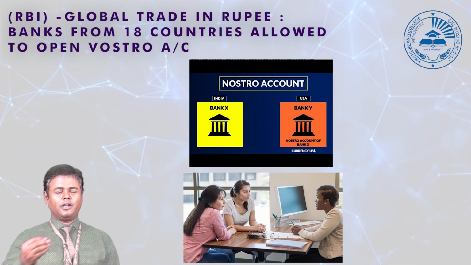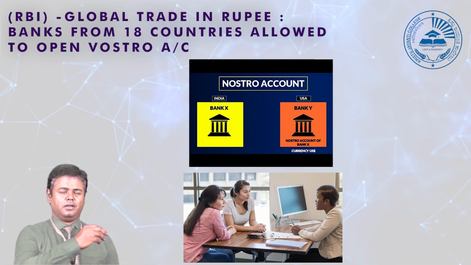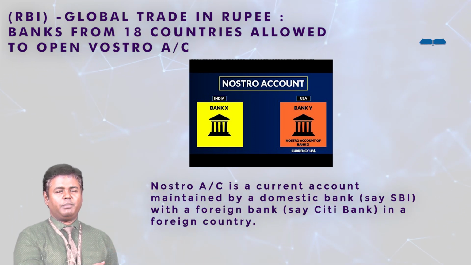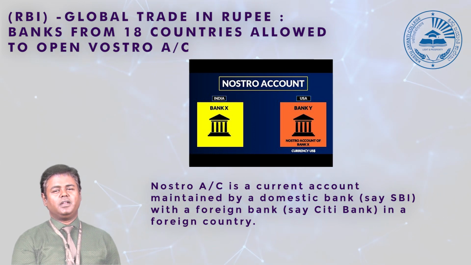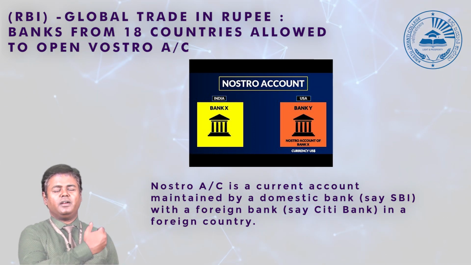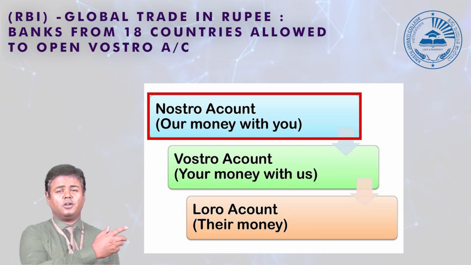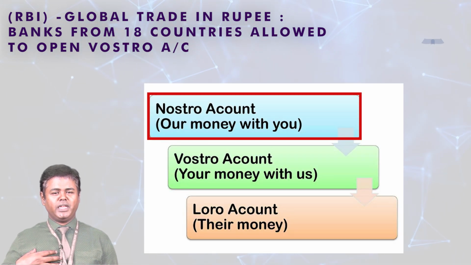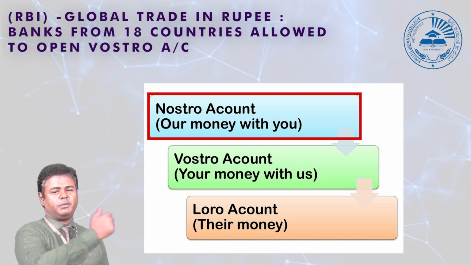So they open an account in Citibank and SBI maintains currency in US dollars. They maintain some value. For example, 1 crore Indian currency is converted and maintained in US dollars. So this account is called a Nostro account. That's why they call it "our money with you." So, SBI's money with Citibank.